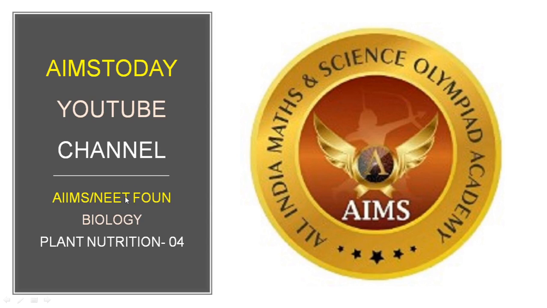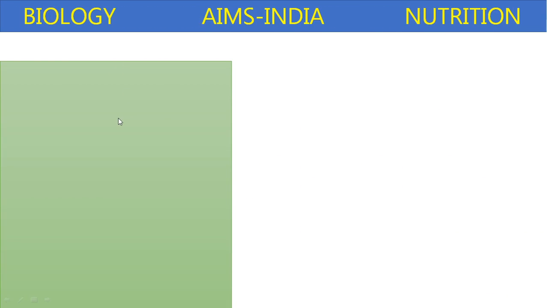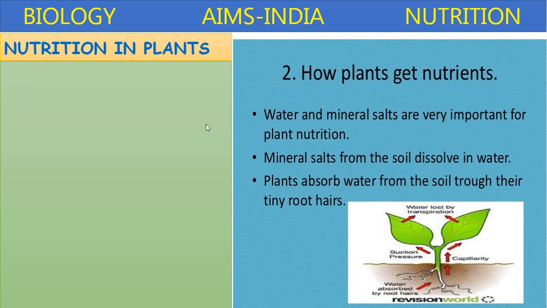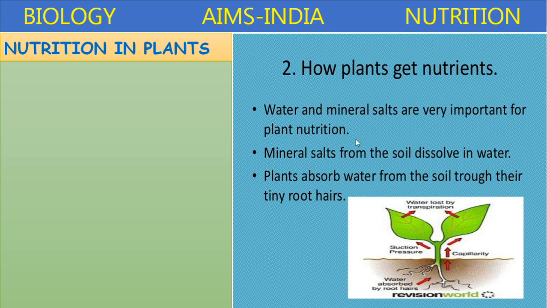You are watching NEET Foundation Biology, Nutrition in Plants. In this video, we are going to discuss mineral nutrition in plants. Generally, plants require minerals for their proper growth. The plants get their nutrients in the form of soil water. Water and mineral salts are very important for plant nutrition. Mineral salts from the soil dissolve in water and are absorbed through root hairs.